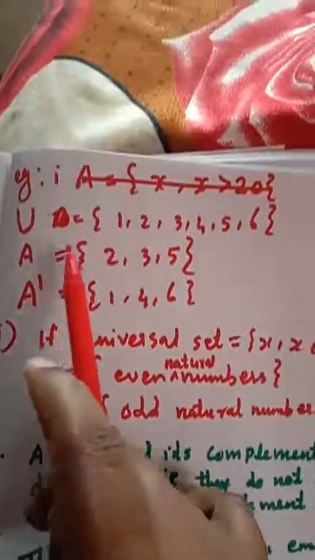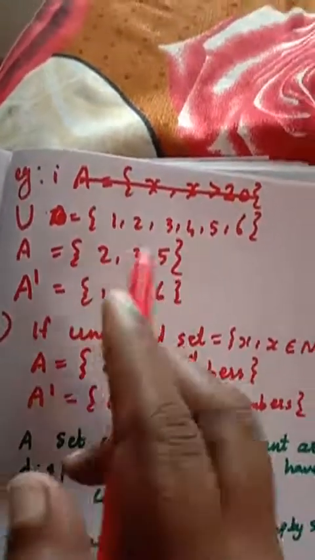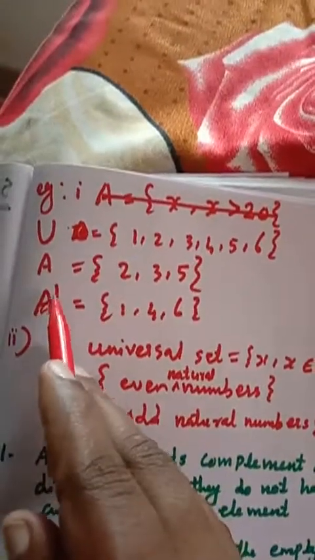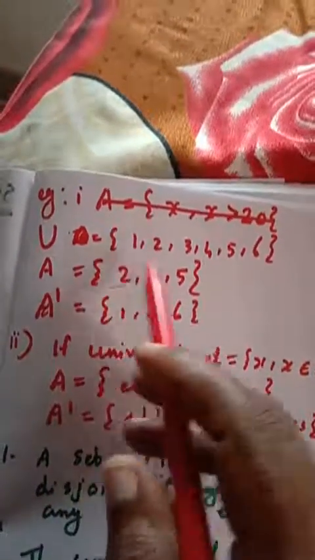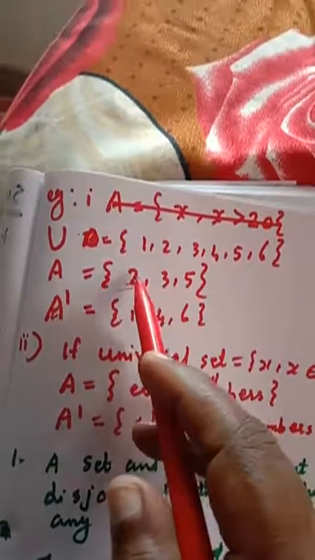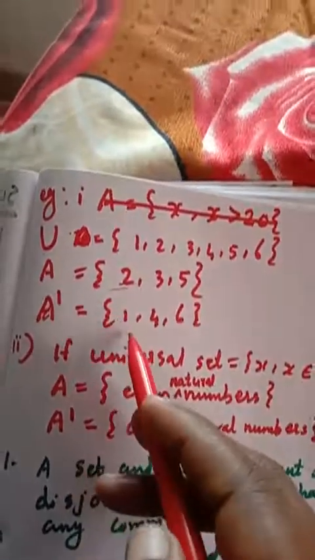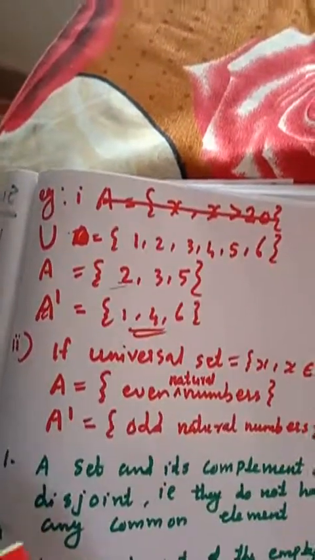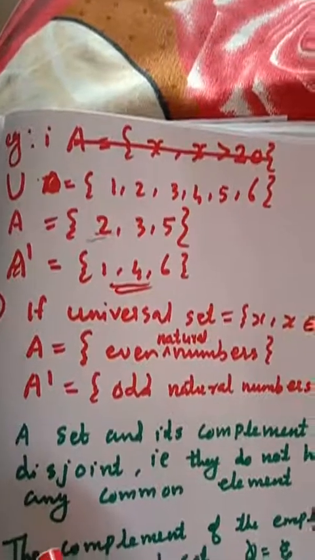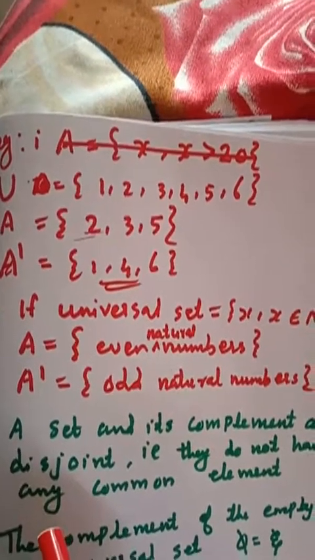First example, U equal to {1, 2, 3, 4, 5, 6}. A equal to {2, 3, 5}. A complement means not in A, but in the universal set. 2, 3, 5 are in A. So the elements not in A are 1, 4, 6. So A complement is equal to {1, 4, 6}. Clear?